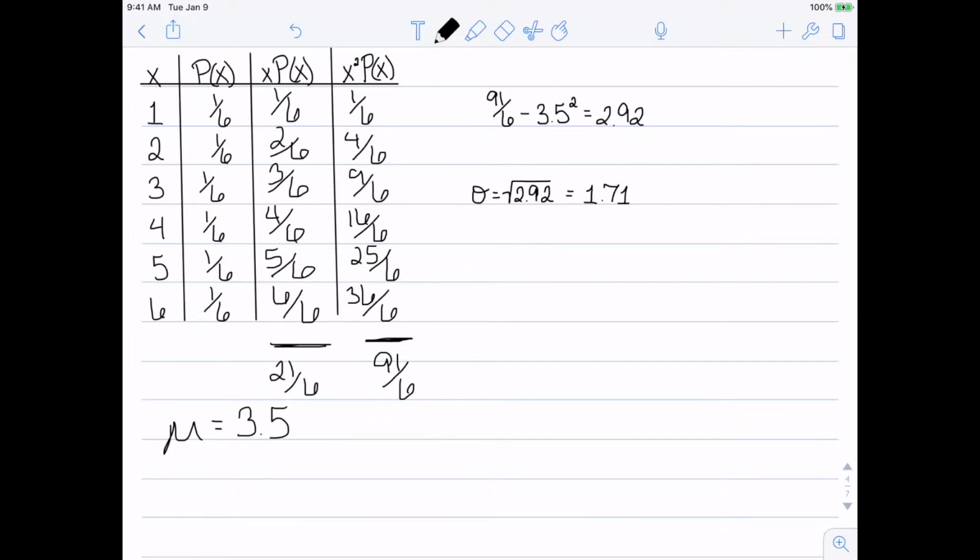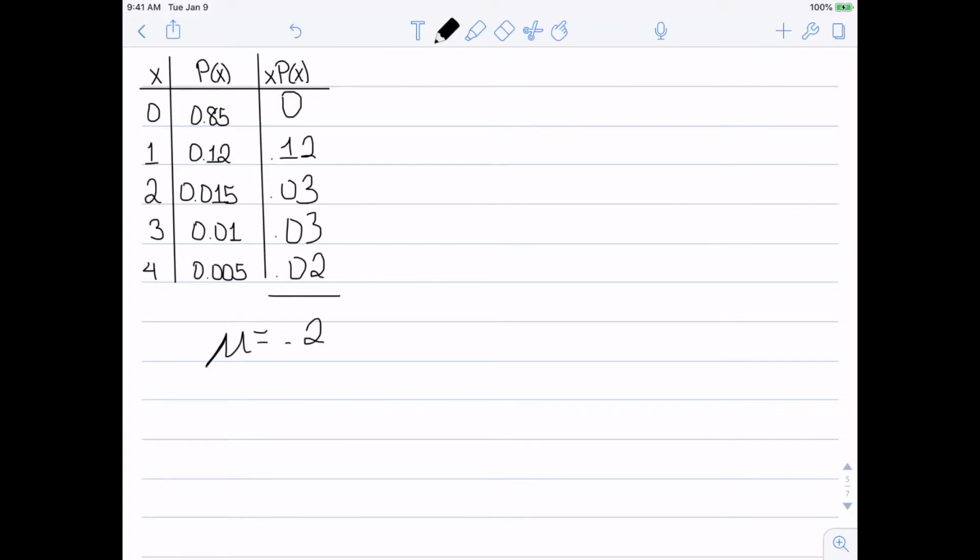Let's do one more example. Here's another example we found the mean for previously. I'm going to start by adding on this extra column for x squared p of x. We then multiply. 0 squared is 0 times 0.85 is 0. 1 squared is 1 times 0.12 is 0.12.